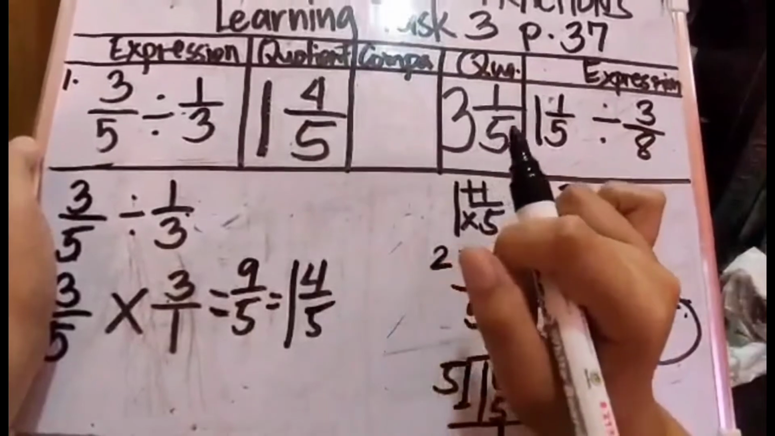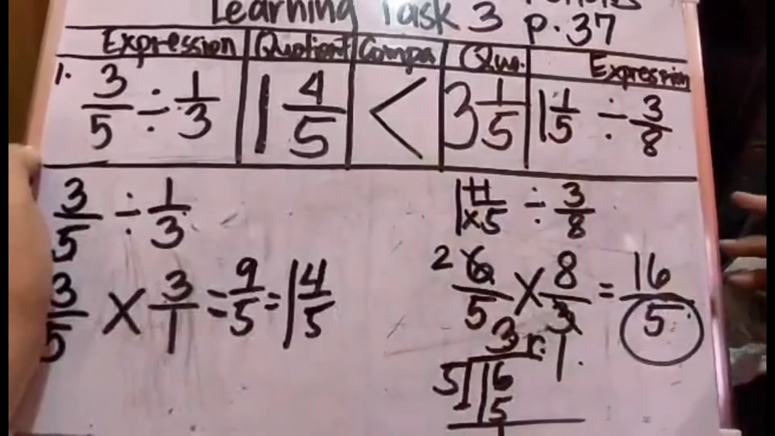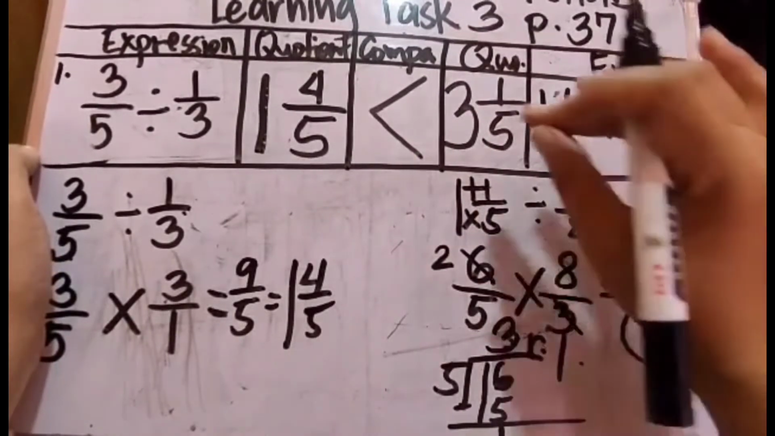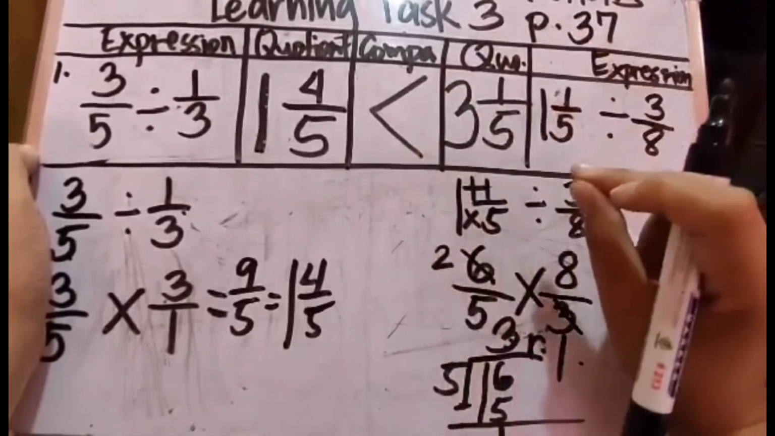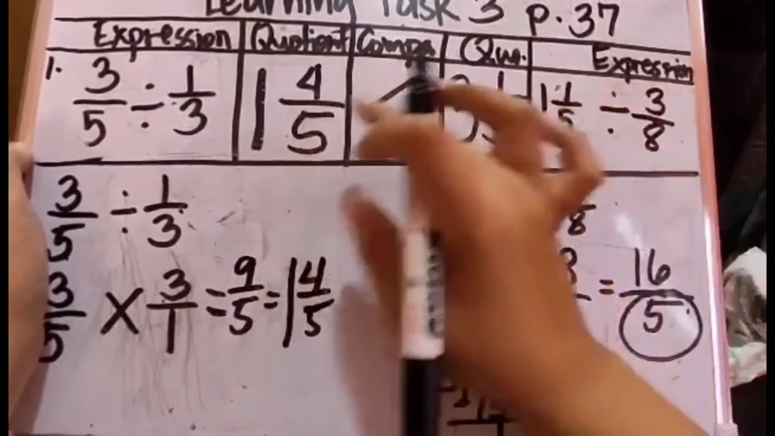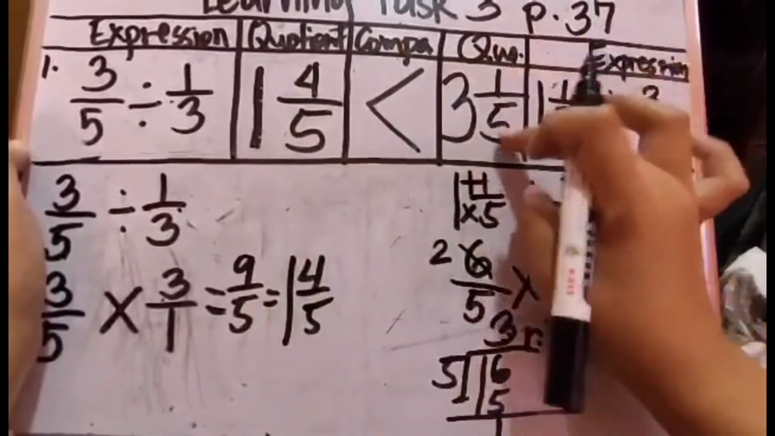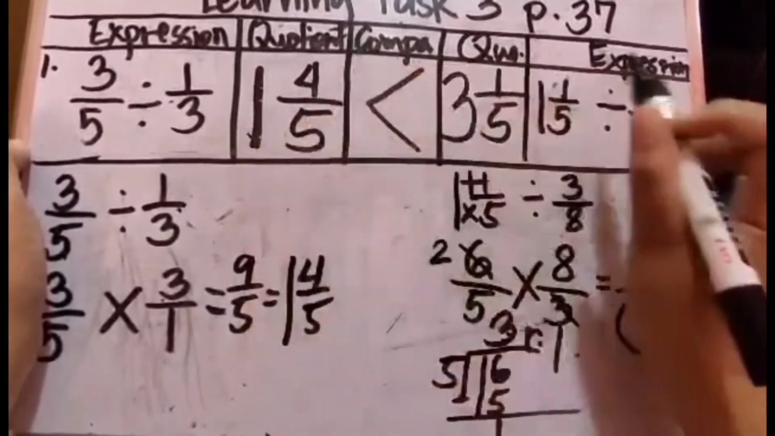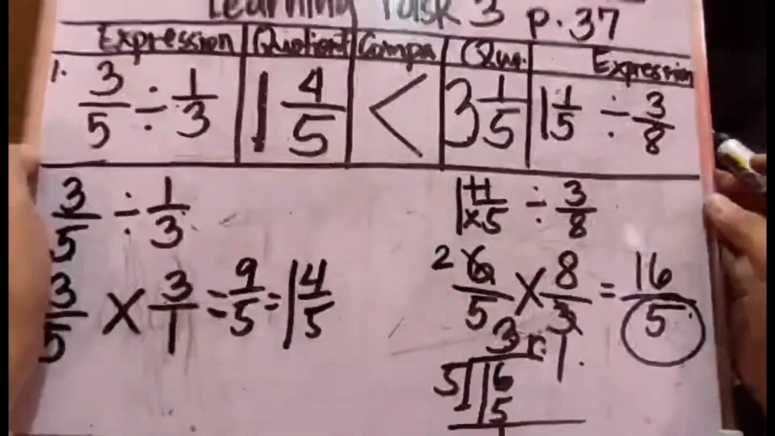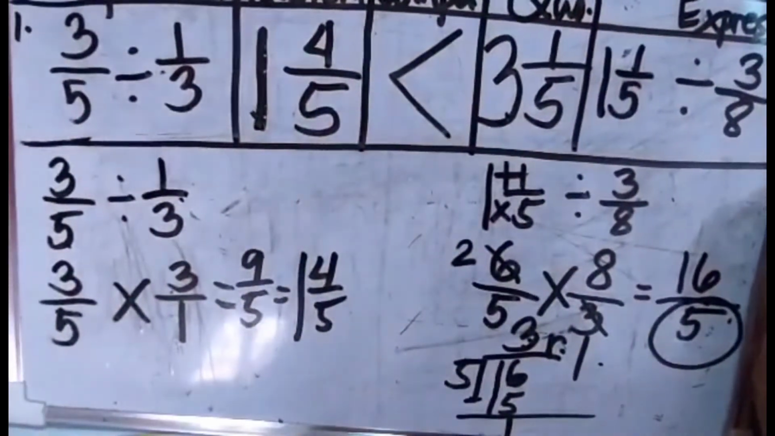Doon na papasok ang comparison natin. So, this one is bigger. Sa pagtuturo ko ng comparison para madaling matandaan, kung saan mas malaki, doon nakanganga ang bibig. So, this one, the number sentence is 1 and 4/5 is less than 3 and 1/5. Kita nyo naman agad pagtingin sa whole number, mas malaki si 3 kesa kay 1. So, doon nakanganga ang bibig. So, this is how you answer for learning task number 3.